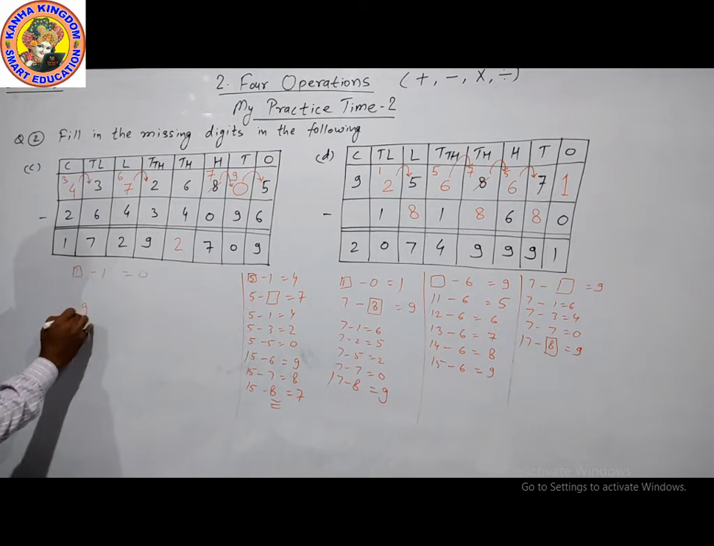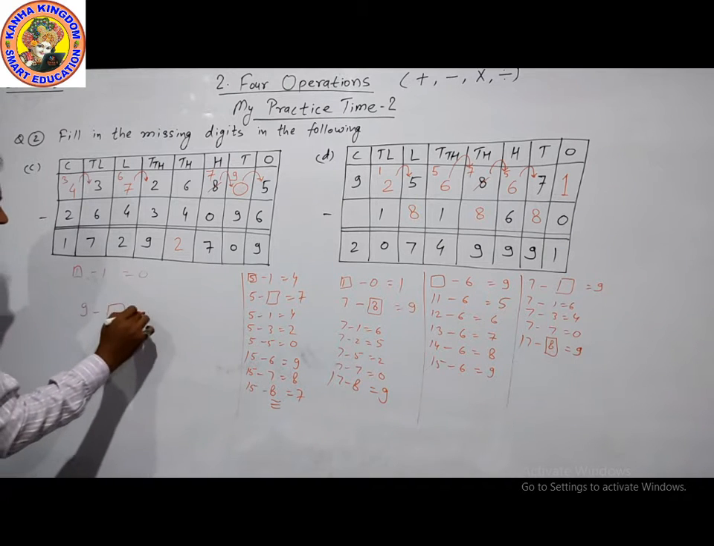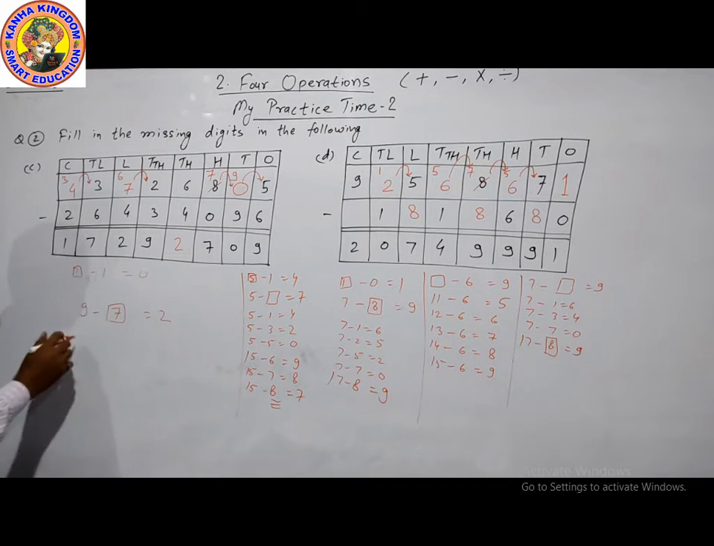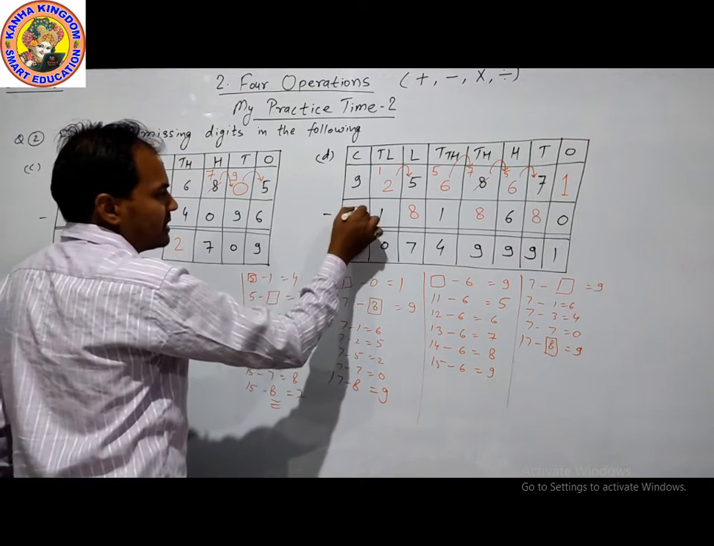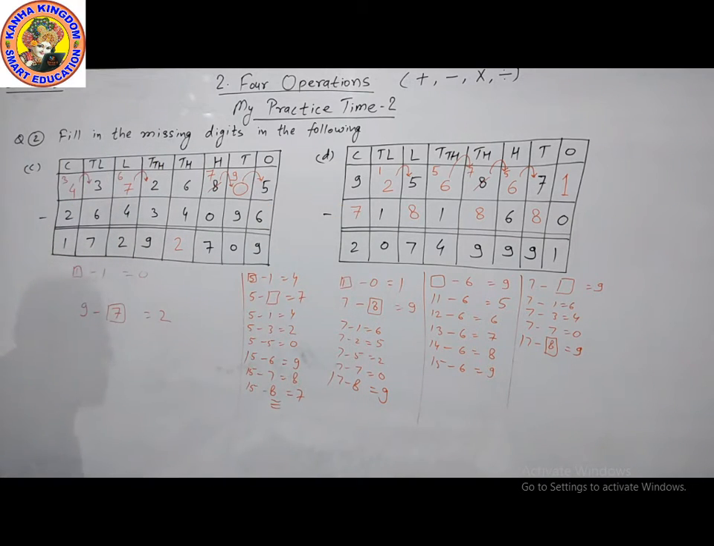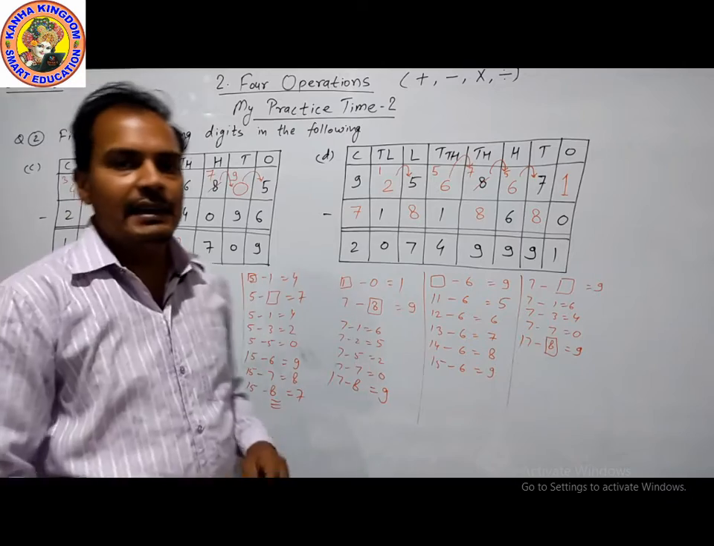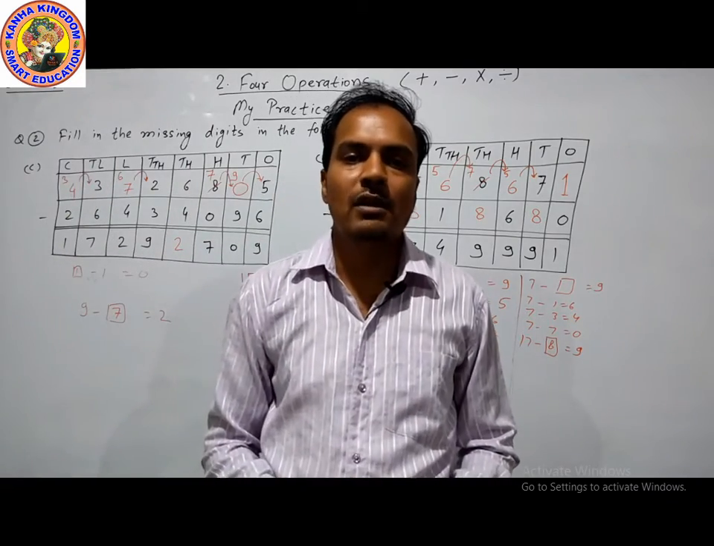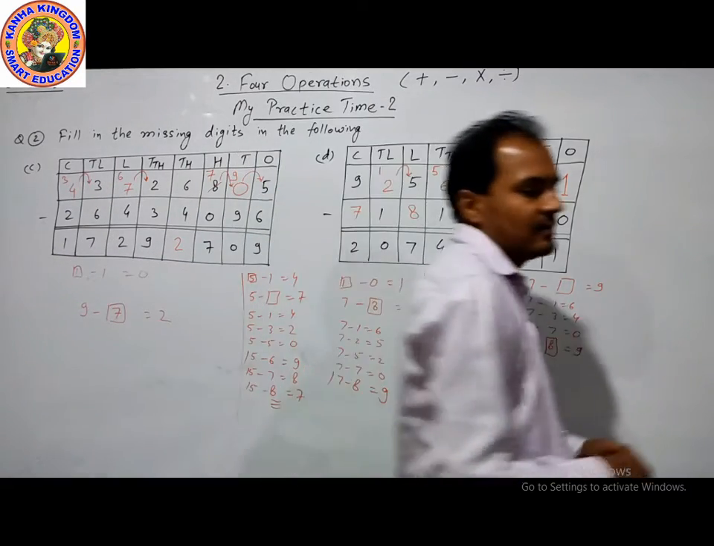Now next is 9 minus something to get 2. 9 minus 7 is equal to 2. So here is 7. This is our answer. You can take a screenshot of this. We will move to our next question.